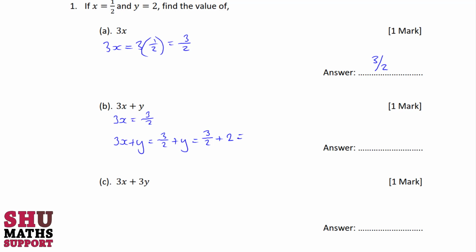And then 3 over 2 plus 2 is the same as saying 3 over 2 plus 4 over 2. And because the denominators are now the same, we can actually add these together. So 4 plus 3 is equal to 7. So we have 7 over 2 as our final answer.